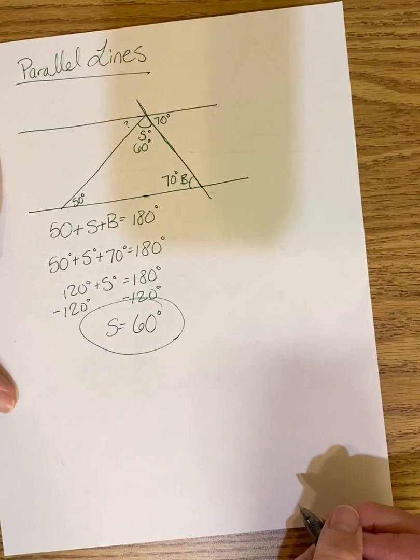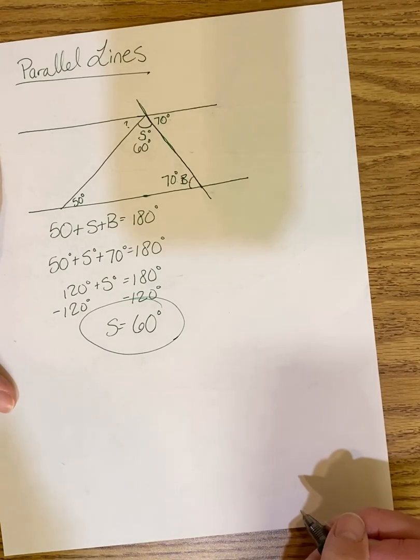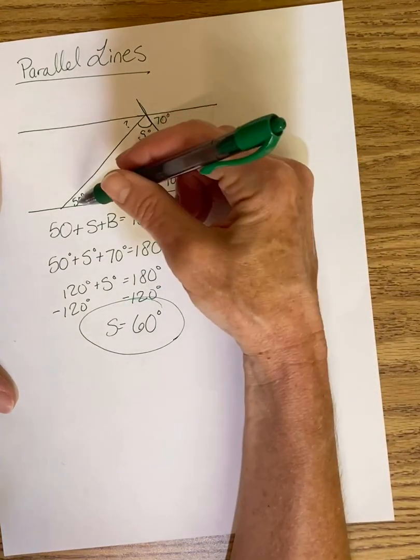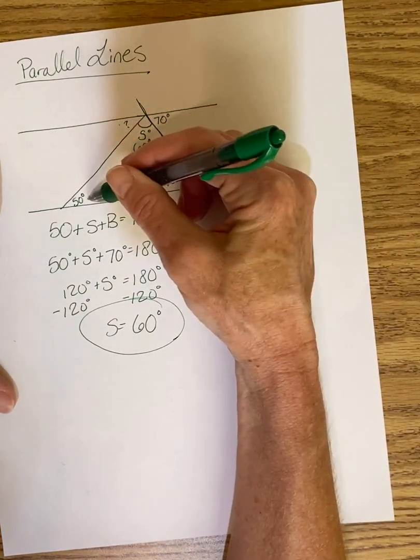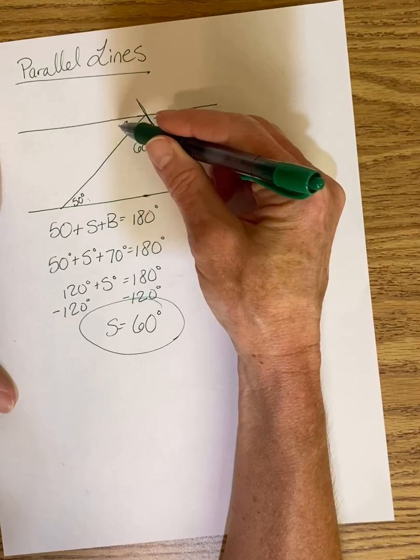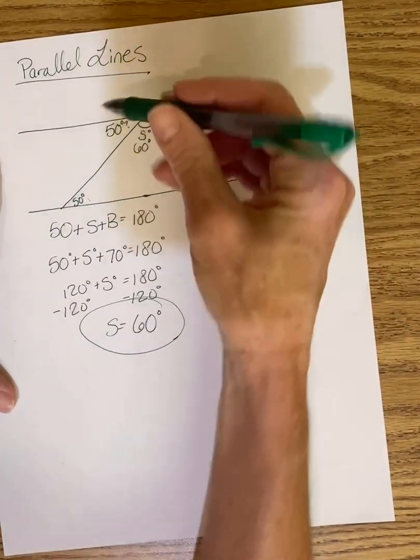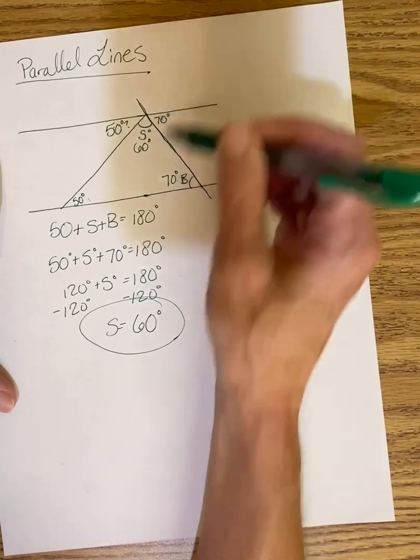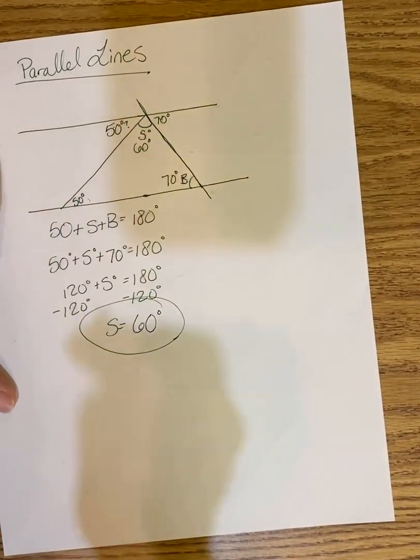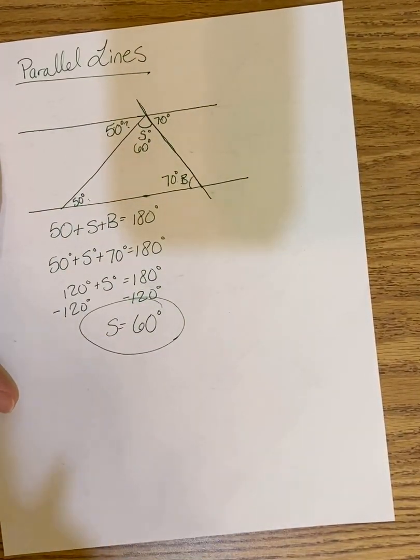Can I show you a different way to solve that problem that we maybe didn't see before? Also, these guys are also alternate interior angles. See that? So we know that this one is also 50 degrees, and we could have said that this plus this plus this is 180 degrees, which is exactly the same as what we did. Should we do another one?